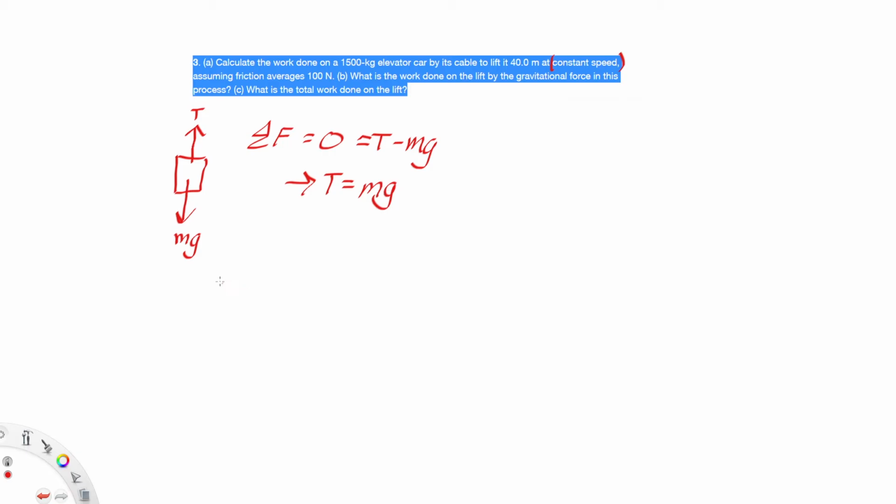So armed with this information, we can just apply the definition of work. Work is provided by a force which acts over a distance. Oh, actually, hold on. There is some friction here. Friction averages 100 newtons. So minus 100.